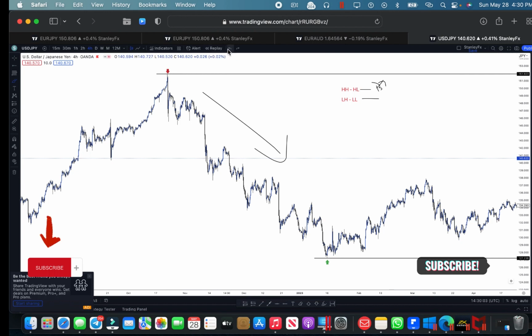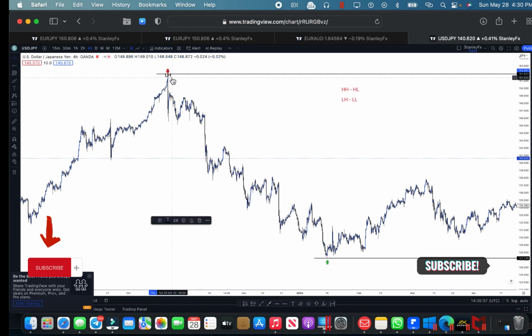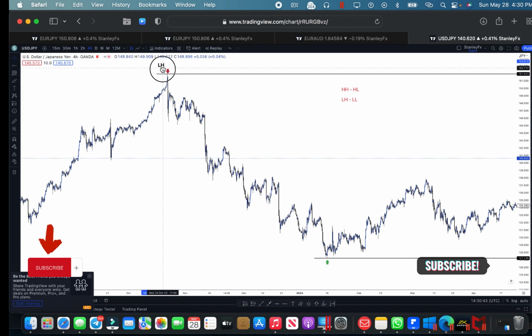As we have noted down this downtrend here, we are looking for the market to give us lower highs and lower lows. For those who are beginners to market structure, when the market is in a downtrend, it gives us lower highs and lower lows. Meaning at this particular high, this is the beginning of a lower high in the market.